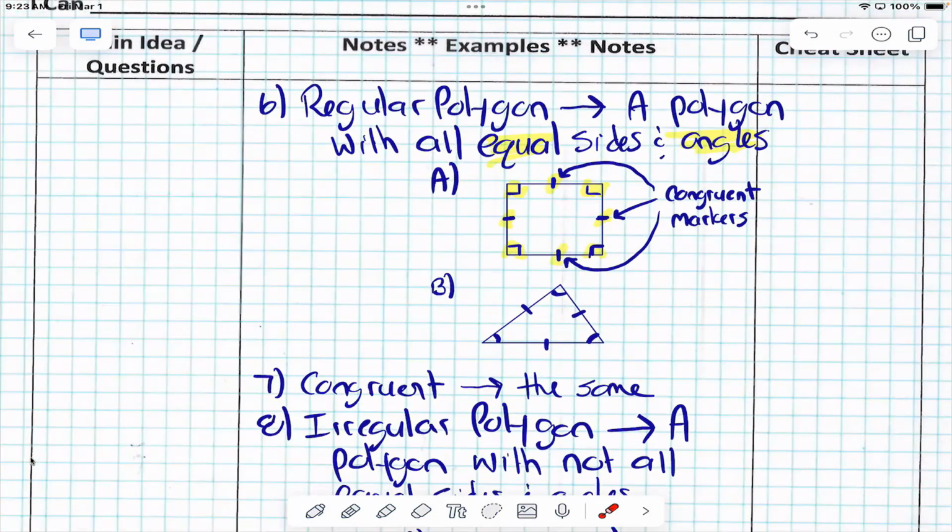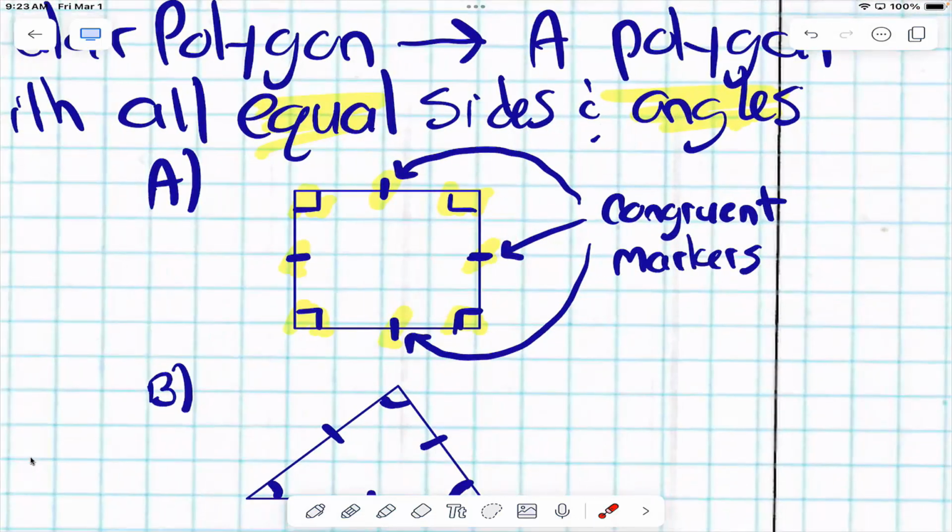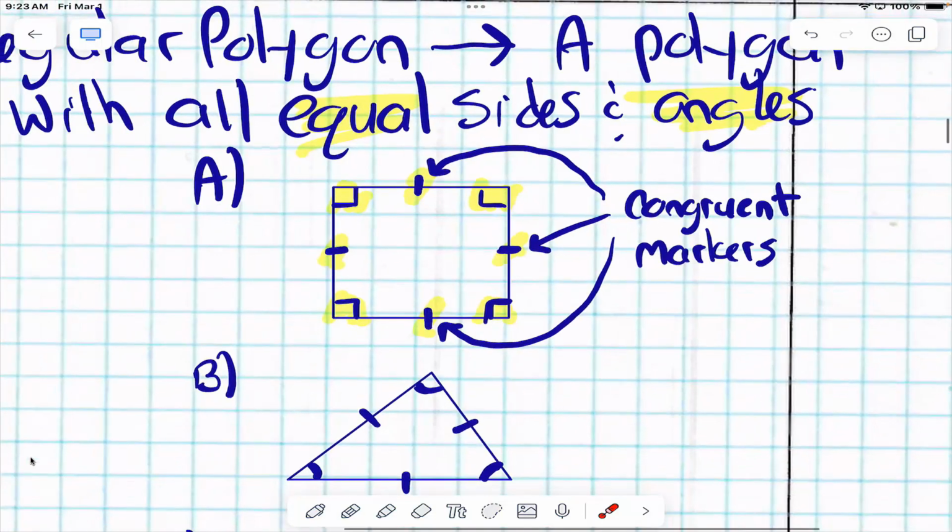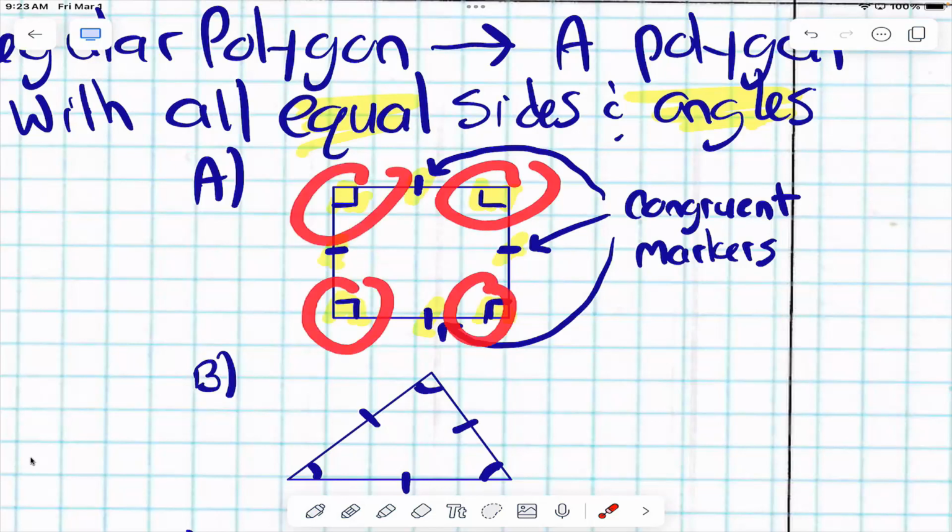Regular polygons. This is a big one. Regular polygons have all equal what and what? What is this thing called right here? Let's say again. So if I have congruent markers like this, that means all the sides are the exact same. What are these markers called? They're congruent markers, but ones that are squarish like that are called what kind of congruent markers? 90 degrees or right angle markers, right? So are all of these angles the exact same?